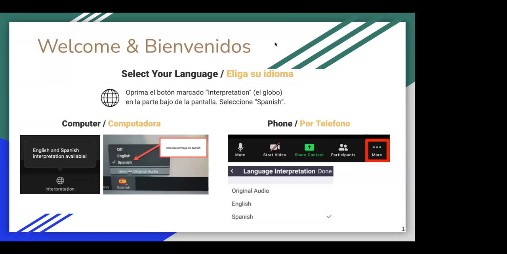If for any reasons you're having issues with that function, you can always go back and unmute the original audio. And if you need technical assistance, you can reach out to us via the chat. Thank you.